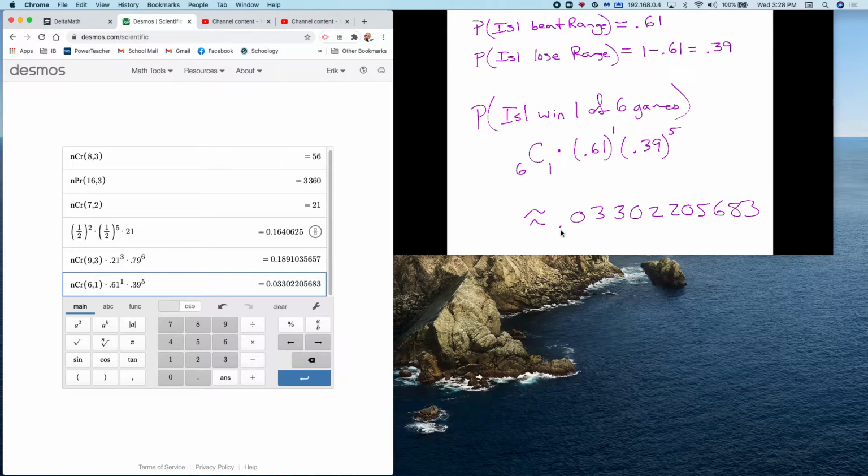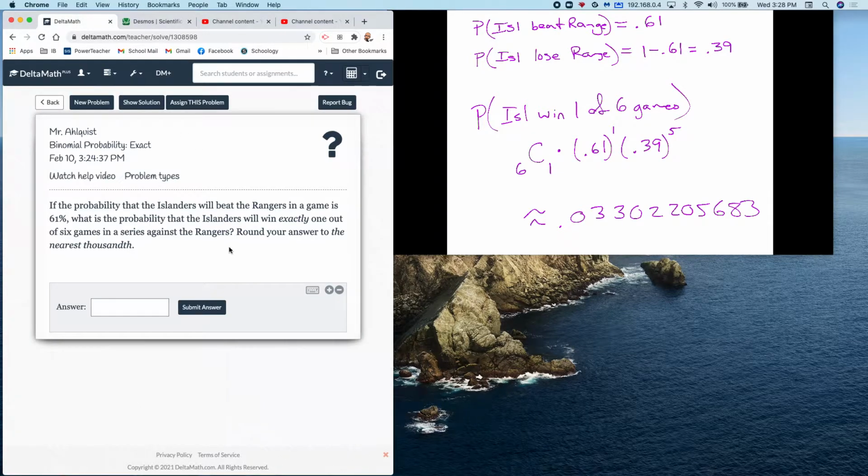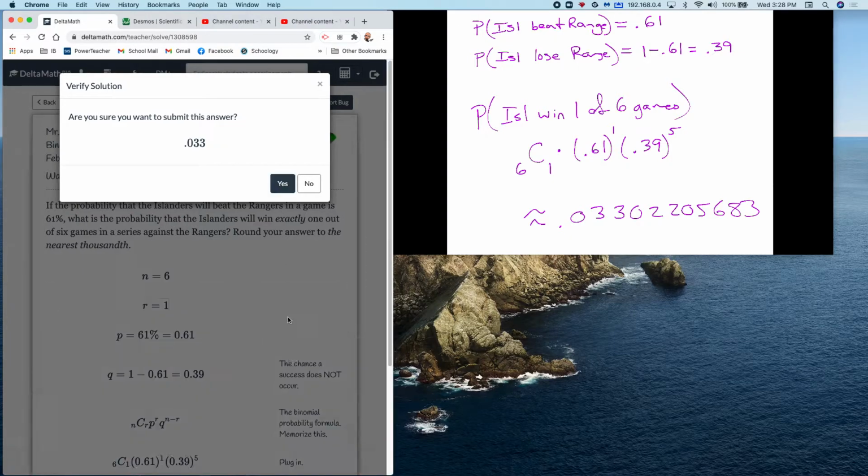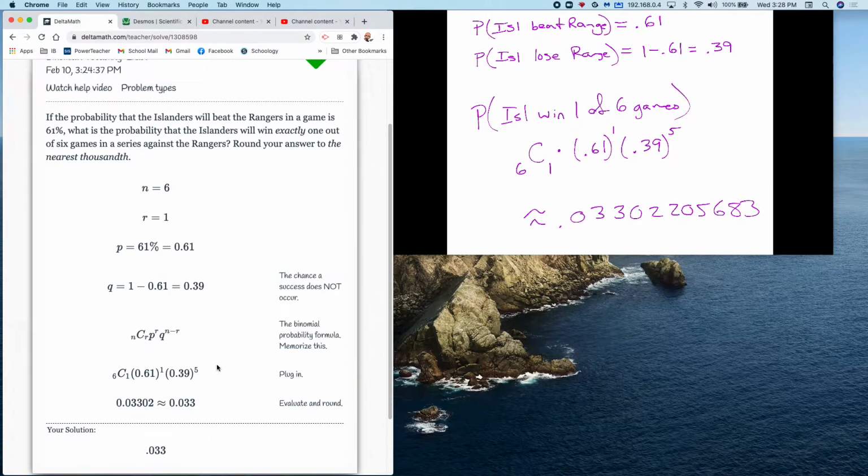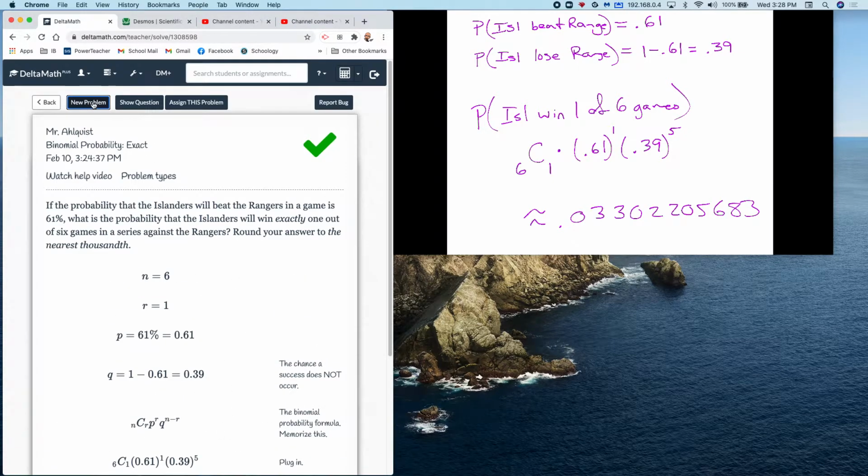So roughly 3%. Let's go back and round to the nearest thousandth, so that's 3 decimal places. So if we go here and we do 0.033, that's the nearest thousandths. Remember, tens, hundreds, thousandths, and we should get the right answer on that. Let me show you one more problem.